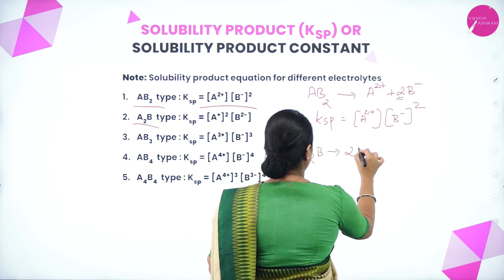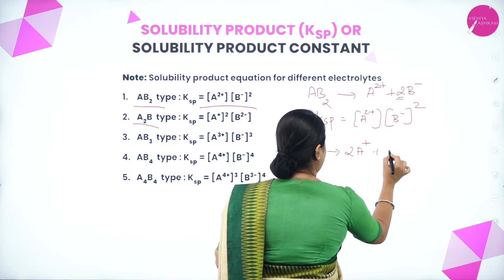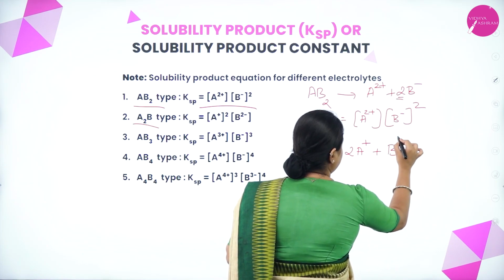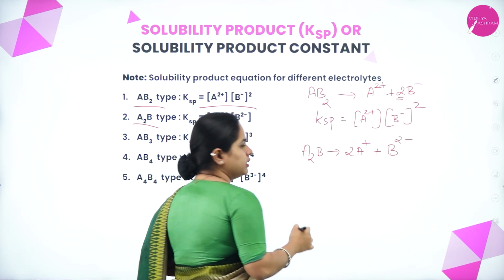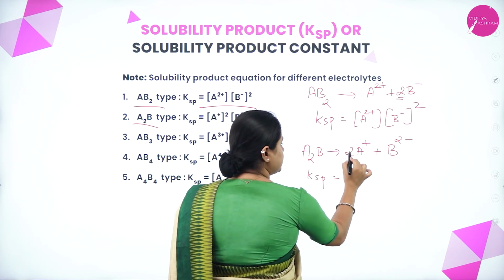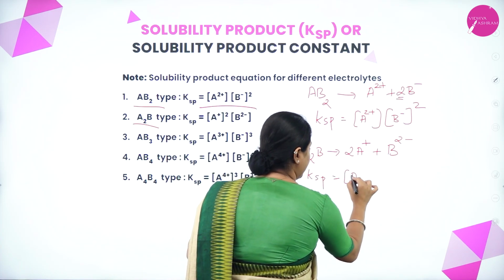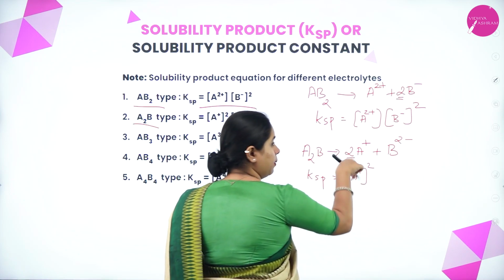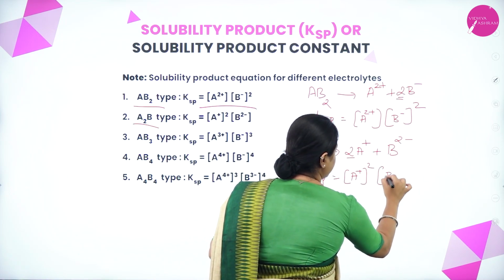It dissociates into 2A+ and B2-. Right, this is how it dissociates. So how do you write the Ksp? Again, there is a number of moles here. So it is [A+] raised to 2. This will come in the power, into [B2-].